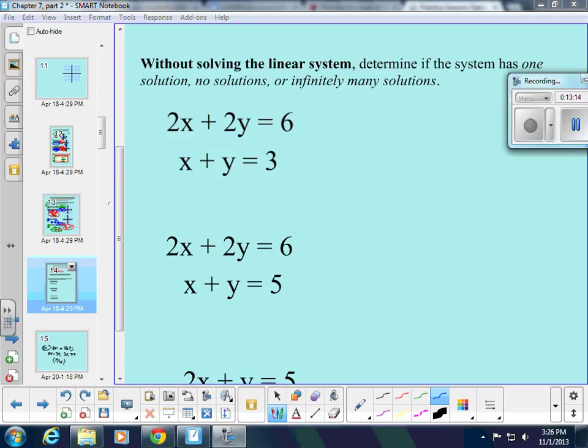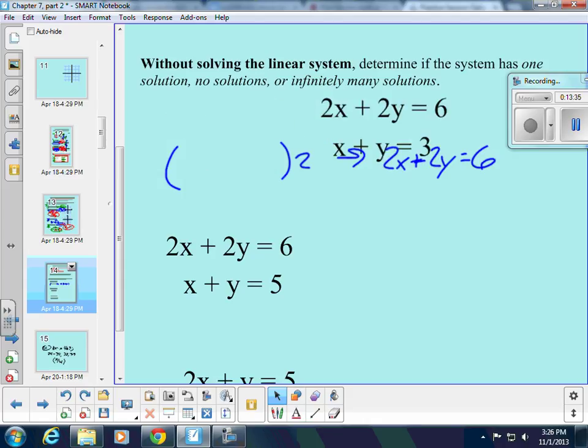So looking at this first problem here, if I was going to solve this system, let's say I'm going to use elimination. I'm going to try to eliminate one of the variables. Well, maybe to do that, I would look at the second equation and say, well, if I times it by 2, then I'll be able to eliminate either x or y in this case. So I'd get 2x plus 2y equals 6.